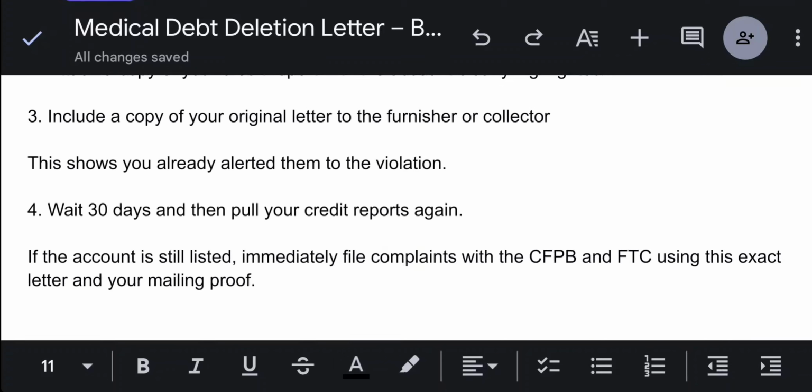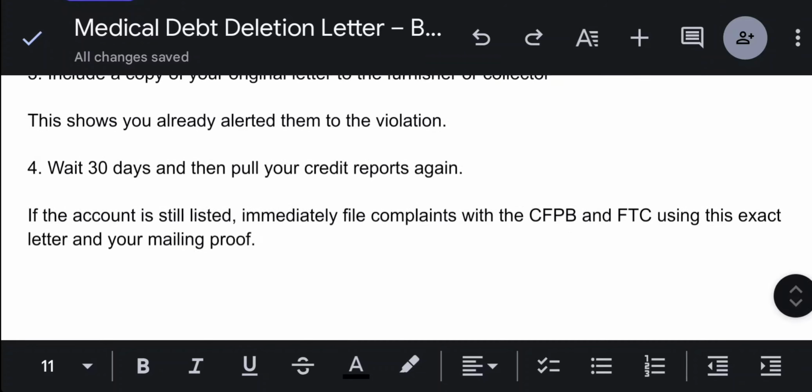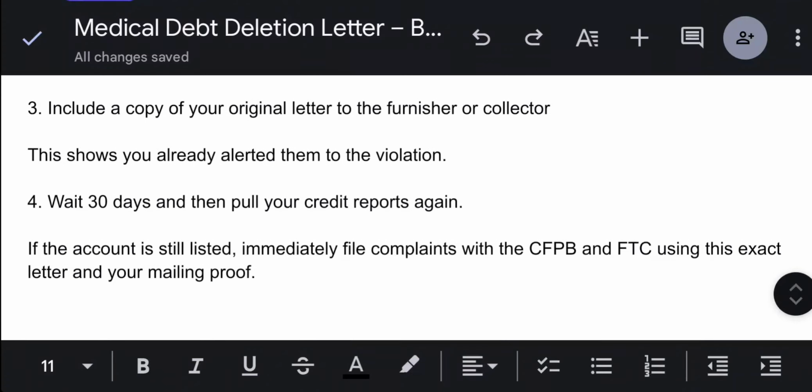4, wait 30 days and then pull your reports again. If the account is still listed, immediately file complaints with the CFPB, FTC using this exact letter and your mailing proof. So that's what it's all about. After the 30 days, you don't have to ask no question. Just go to your report. See if it's still there. If it's still there, then you have grounds for escalating to the next level. So just understand the power in this.